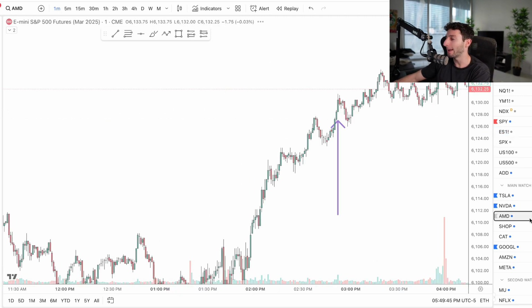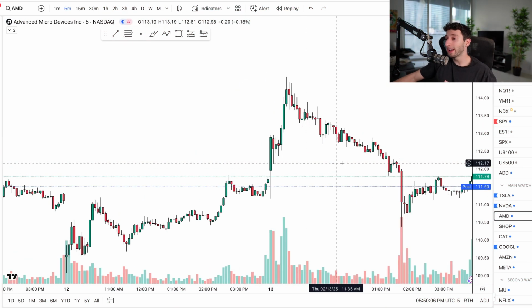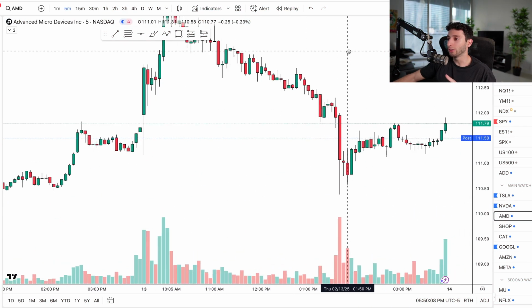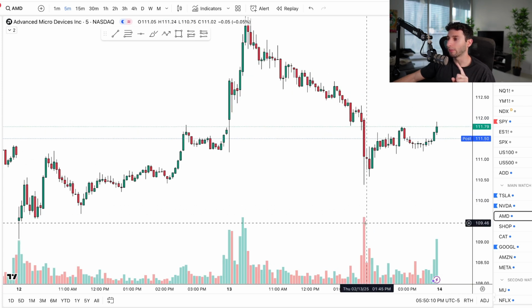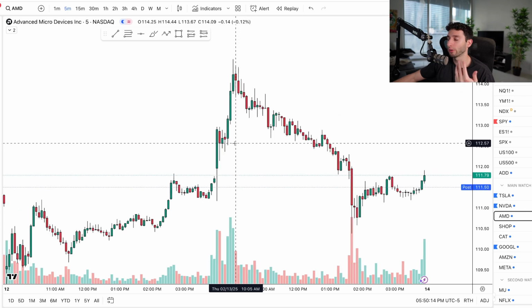So let me go ahead and show you that AMD example again, and we can really break it down. Okay, so looking at AMD, same exact chart, you can see again 2 differences. We have this move right here where we have this reversal, and we have this move right here where we also have this reversal.